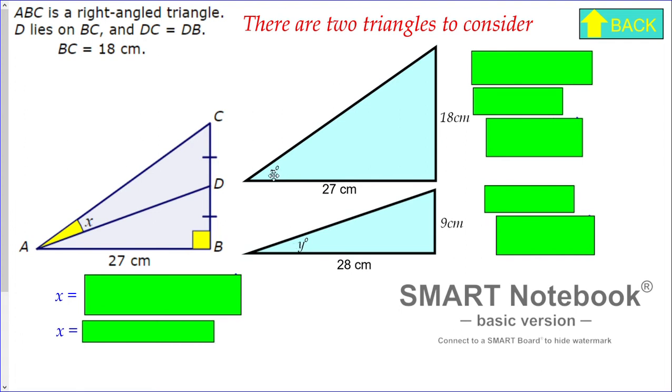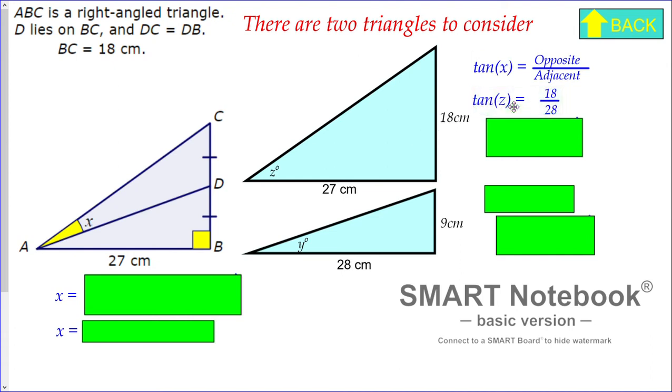If I take Z and I subtract off Y, I'll end up with X. So now let's try and find Z. Again, we're trying to find an angle here. I have the opposite and I have the adjacent. This again is tan. So the tan of Z is 18 divided by 27, opposite over adjacent.